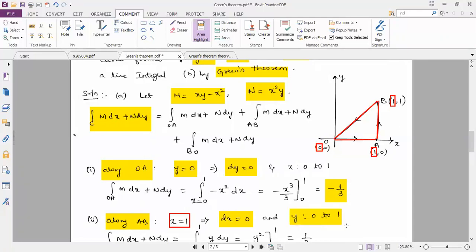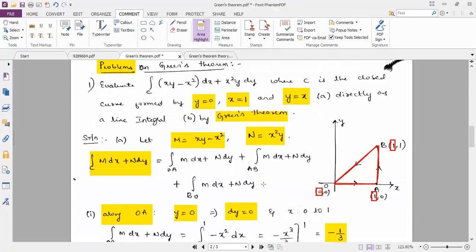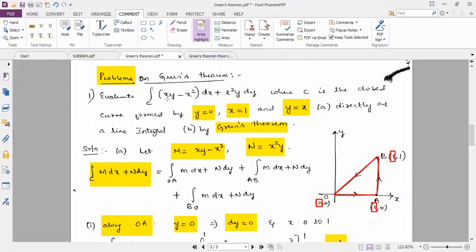Now evaluating the same thing, under the integral over AB, m dx plus n dy, we get the integral with limits y equal to 0 to 1. Substituting the expression of m dx plus n dy from the given question, substituting the value of x as 1 and dx equal to 0. We observe, since x is 1, this is 1 into y minus 1 square.